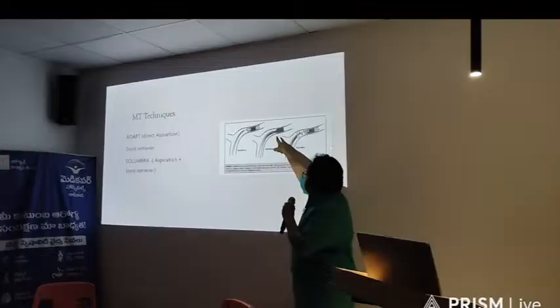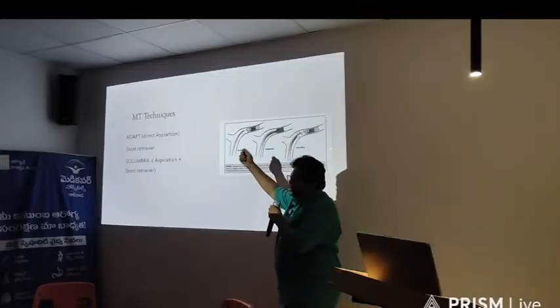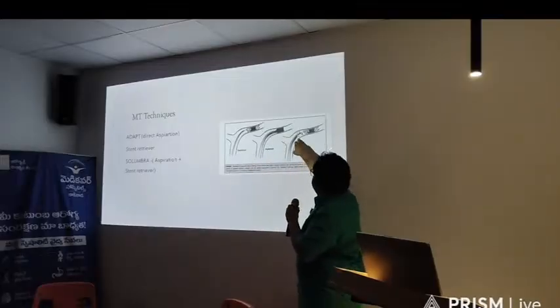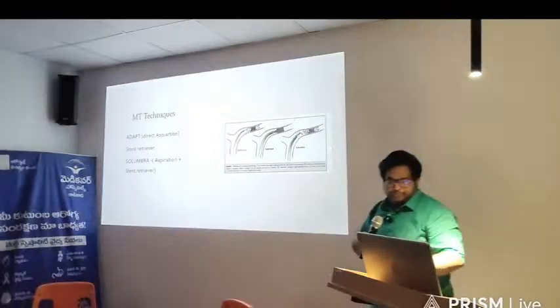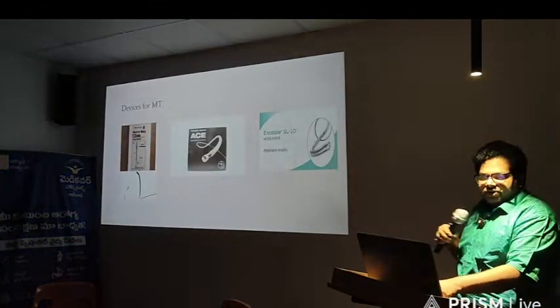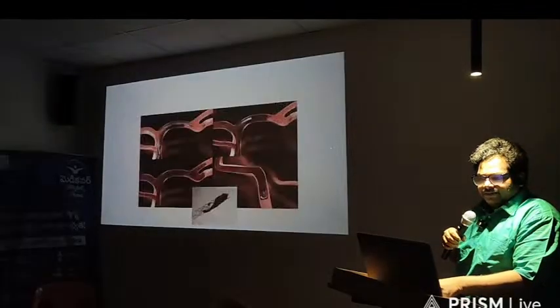Now the other mechanical techniques are ADAPT techniques. With ADAPT we only aspirate the clot. Another is with a stent retriever, Solitaire, and another is Solumbra, where we aspirate and use a stent retriever. So these are the devices for mechanical thrombectomy, the Penumbra system.